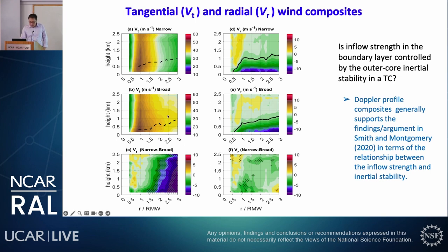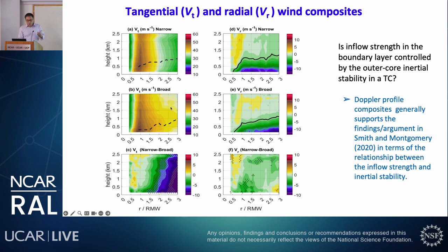Here are the composites of tangential wind on the left and radial wind on the right. The upper panel shows the narrow vortex, the middle panel is the broad vortex, and the bottom panel is the difference field. The black crosses are the regions where the difference is statistically significant at the 95% confidence level.